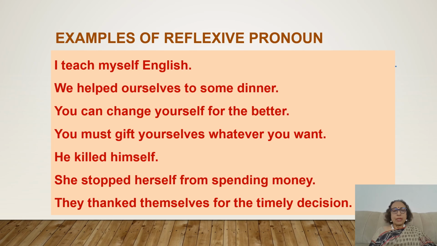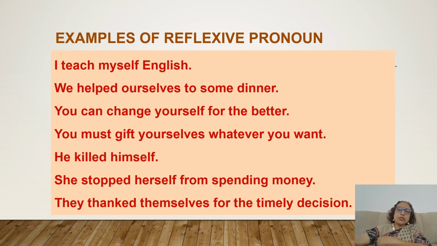So that noun, which is again reflected as the object of the verb, this is where you have to use the reflexive. So in all these sentences, you will find that the verb is there in the middle. On one side, there is the subject. On the other side, there is the object. Both of them refer to the same noun or pronoun. So you have a sentence, I teach myself English. Teach is the verb. I and myself represent the same person. We helped ourselves to some dinner. Helped is the verb. We and ourselves refer to the same person.